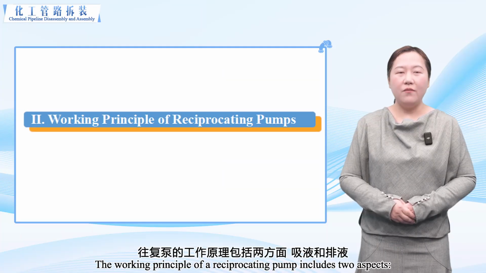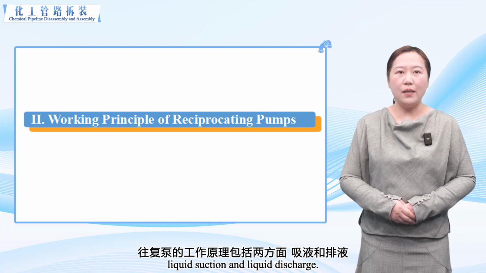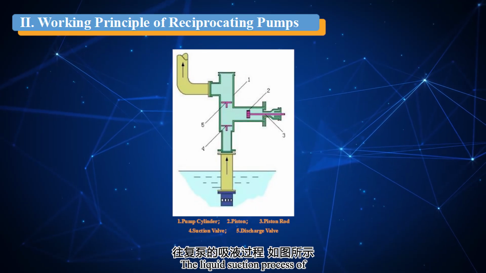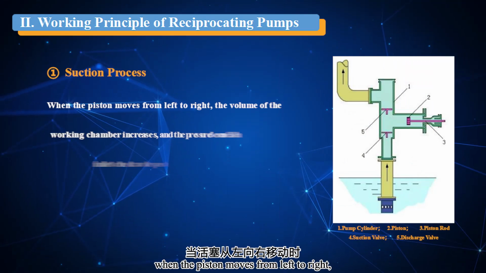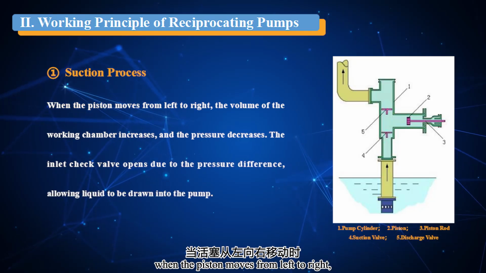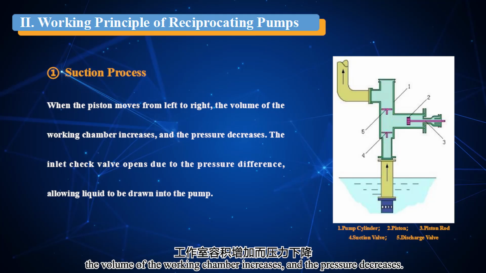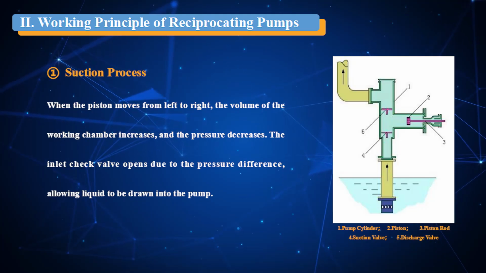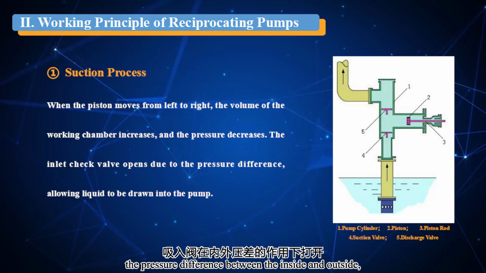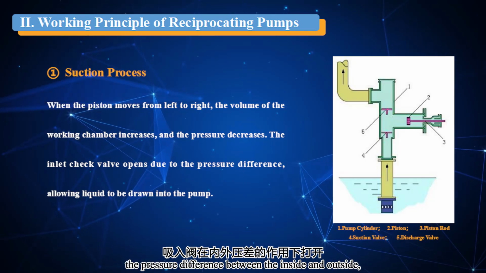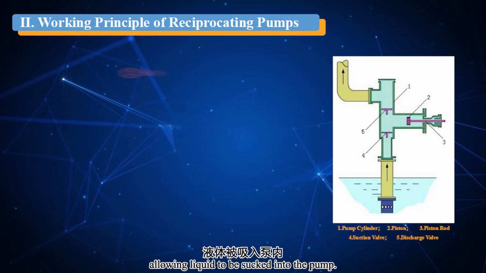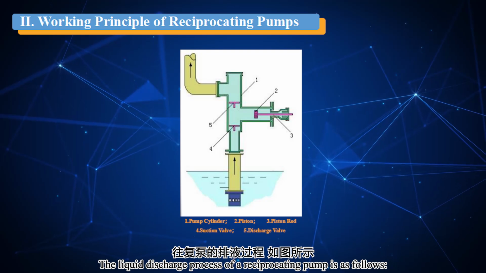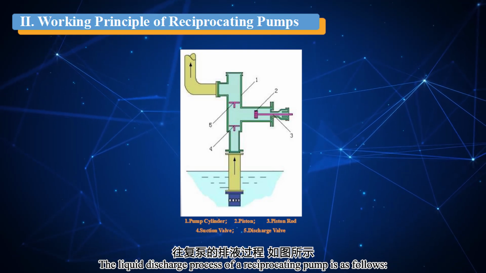The working principle of a reciprocating pump includes two aspects: liquid suction and liquid discharge. The liquid suction process of a reciprocating pump is as follows. When the piston moves from left to right, the volume of the working chamber increases and the pressure decreases. The suction valve opens under the pressure difference between the inside and outside, allowing liquid to be sucked into the pump.